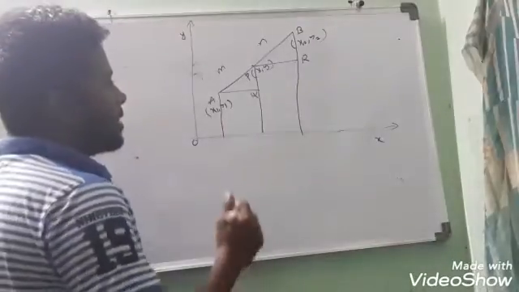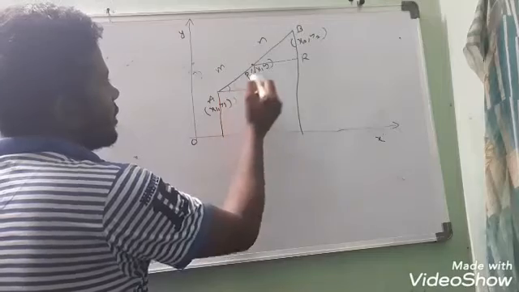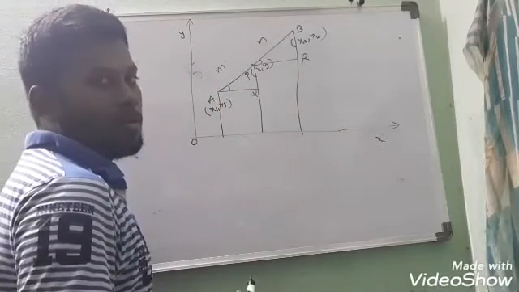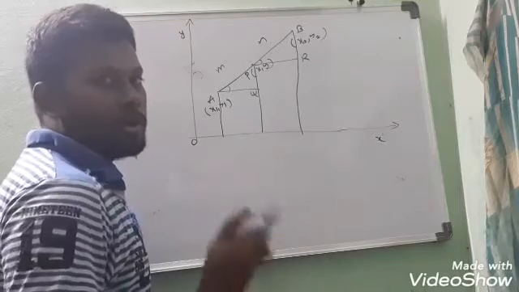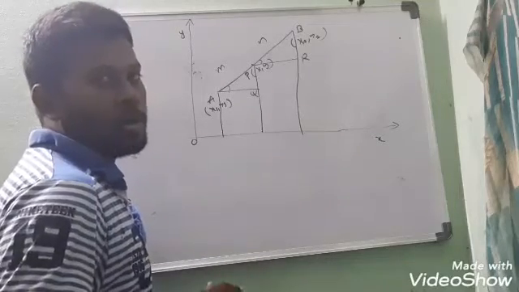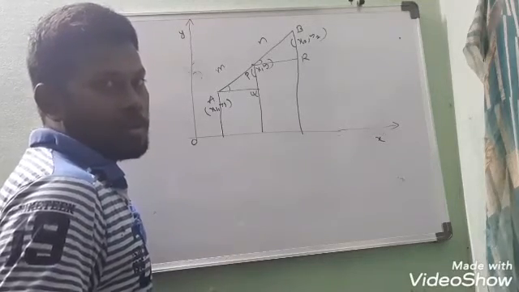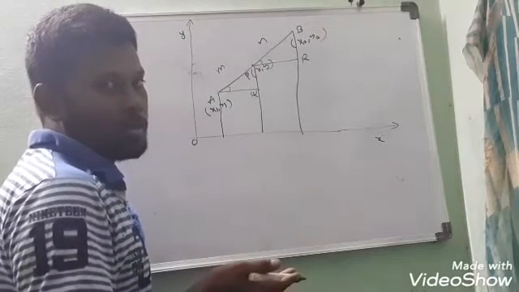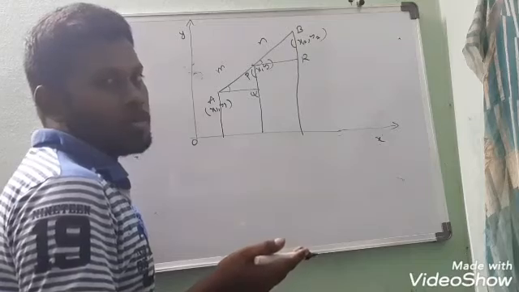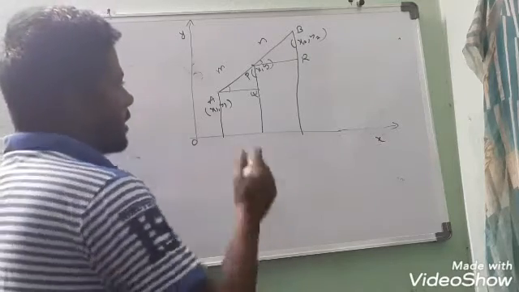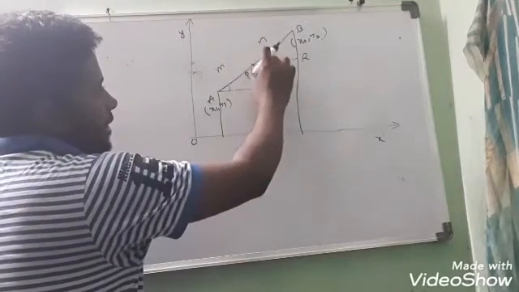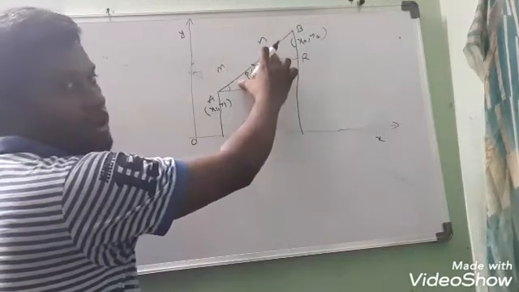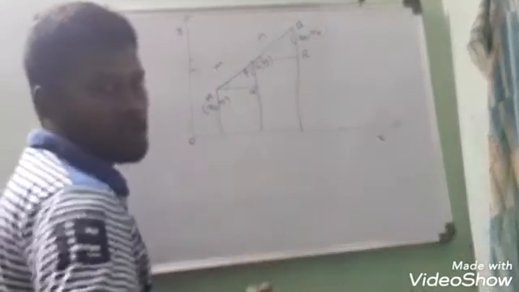Why similar? Here these two angles are equal. Why? Because if you remember, in class 9th you have learned about a transversal line. What is a transversal line? It goes through two parallel lines, and the corresponding angles are equal. So here these two look like corresponding angles, so we can say these two triangles are similar. So their sides will be in the same ratio.